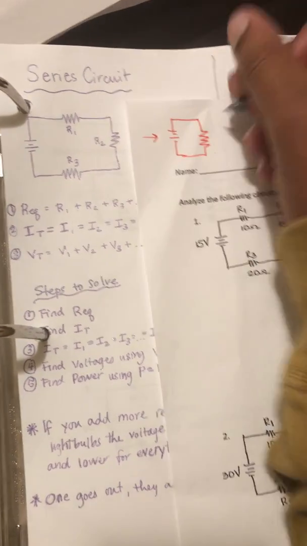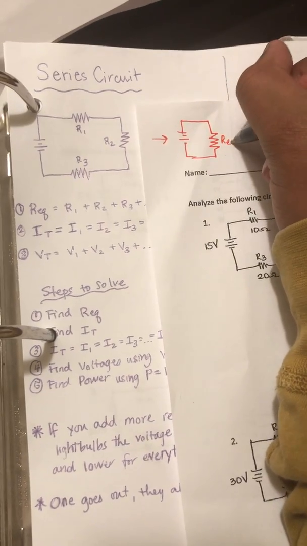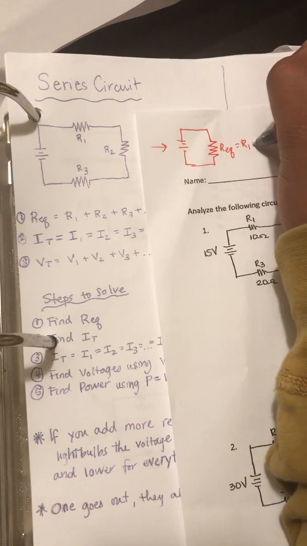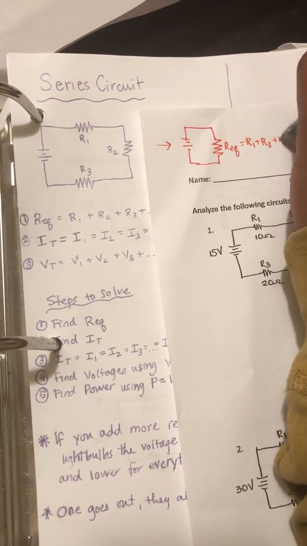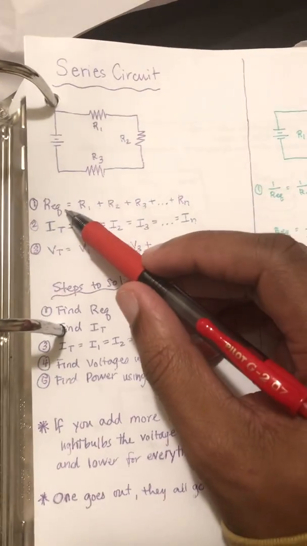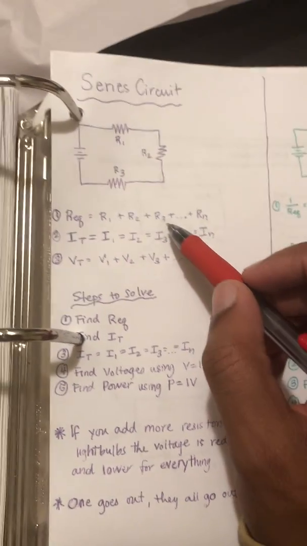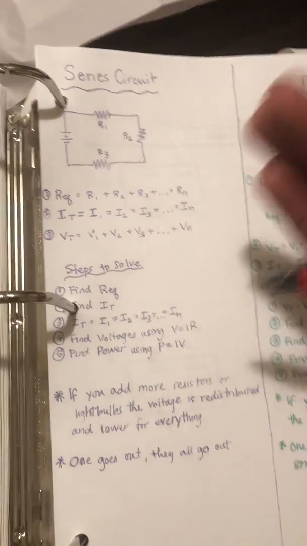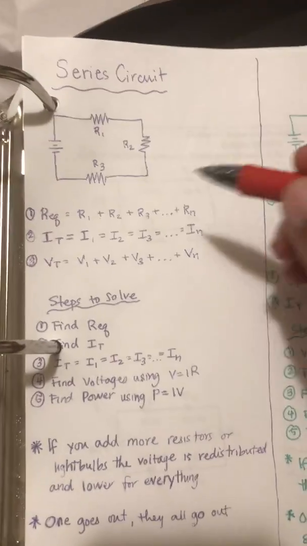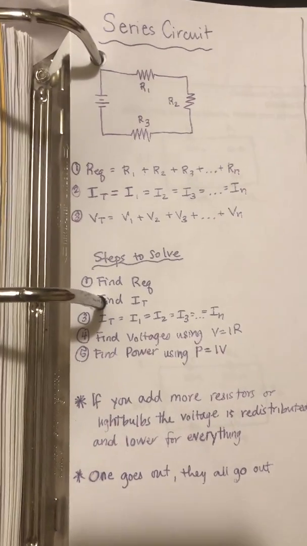For a series circuit, if I want to find the value of this one resistor, which is called the equivalent resistance, I can just add up the ones I combined. So Req = R1 plus R2 plus R3, which I have written right here. If you have 50 resistors, it will be R1 plus R2 plus R3 plus R4 plus R5 plus R6, and so on until you get to Rn or R50.